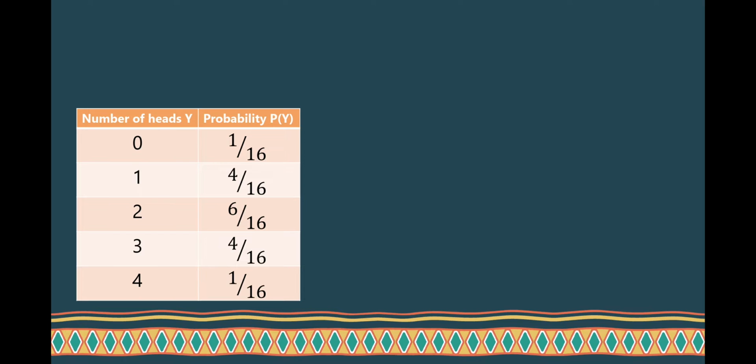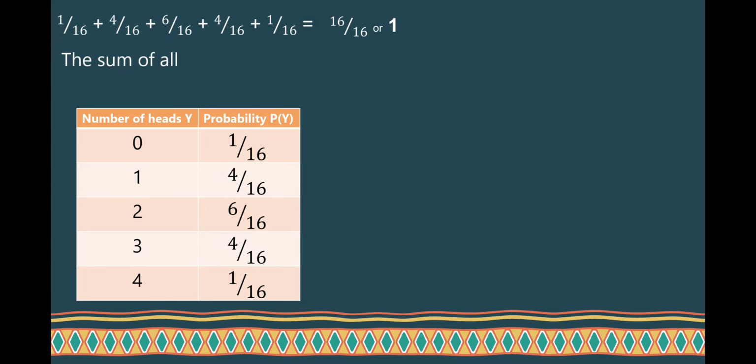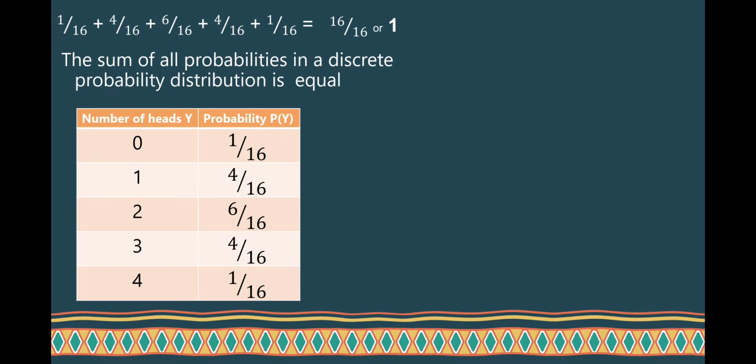So we have here the number of heads and the probability P of y. Now let's try to find the sum of all the probabilities. That is adding 1 over 16 plus 4 over 16 plus 6 over 16 plus 4 over 16 plus 1 over 16, which is equal to 16 over 16, or that is equal to 1. So therefore, the sum of all probabilities in a discrete probability distribution is always equal to 1. Always remember that.